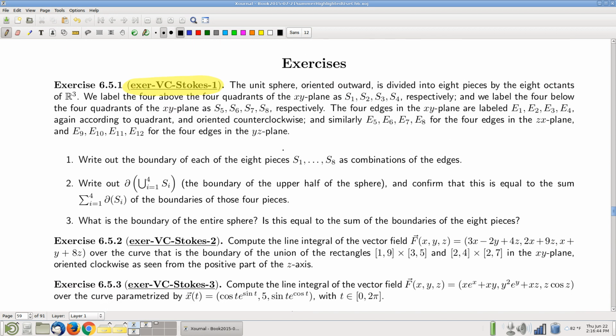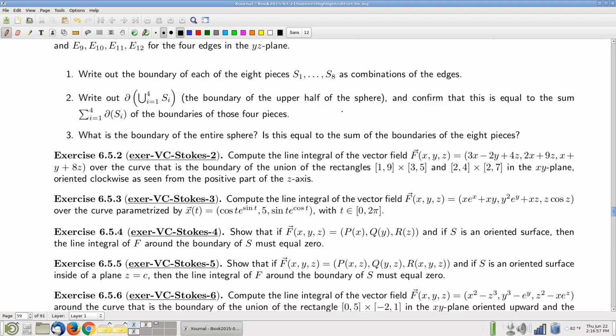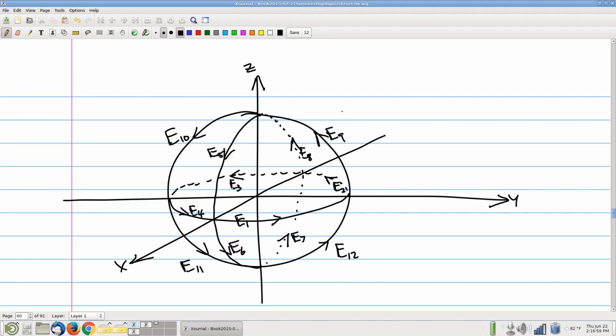Okay. Write out the boundary of each of the 8 pieces as combinations of the edges. Now, don't forget this is an outward-oriented sphere, so all 8 of these pieces of surface are oriented outward. So we're going to have to look at this picture and, one at a time, start with S1, noticing that it's oriented outward.